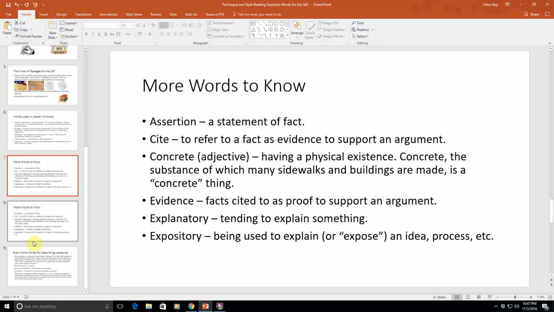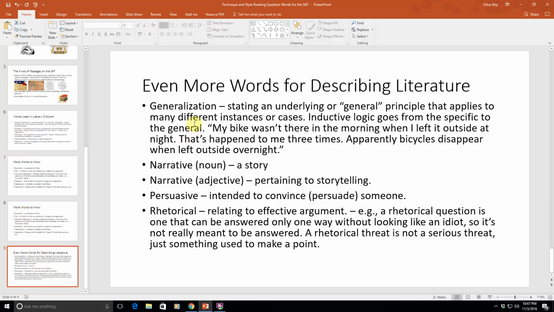So there are even some more words that you should know. A generalization. A generalization is something that states an underlying or general principle that applies to many different instances or cases. In other words, it simplifies something that, well, I saw this happen, and this sort of other thing happened, and this happened. So this is a case of using inductive logic, going from the specific to the general.